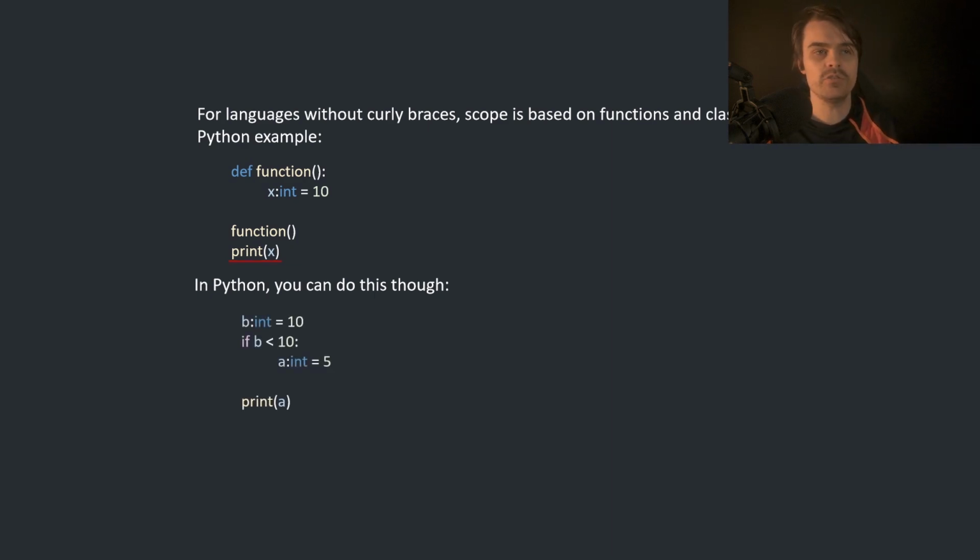Stuff like this. So you create B, you make it 10. So if B is less than 10, then you create A, and then you print A. This will actually crash. It will give you an error. Why? Because the if statement would never be true, and if the if statement is not true, then A won't be created, and you can't print A. So again, to make this safer, you should do this. You should create A, and then set the value of A if the if statement is true.